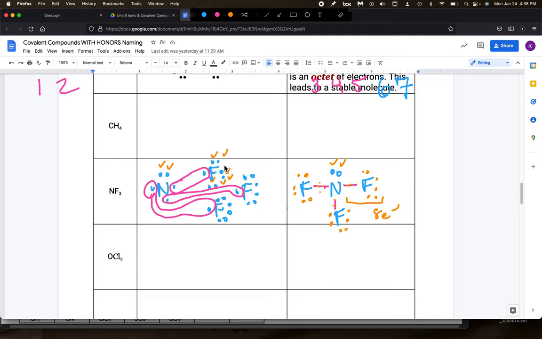Okay, and then the video finishes with what if I have an open bond? So what happens when I'm trying to bond oxygen to itself, for example, and you make a bond, but you still have lone electrons. What can you do with that? You have to make a new bond. So it's possible for atoms to have more than one bond between them.